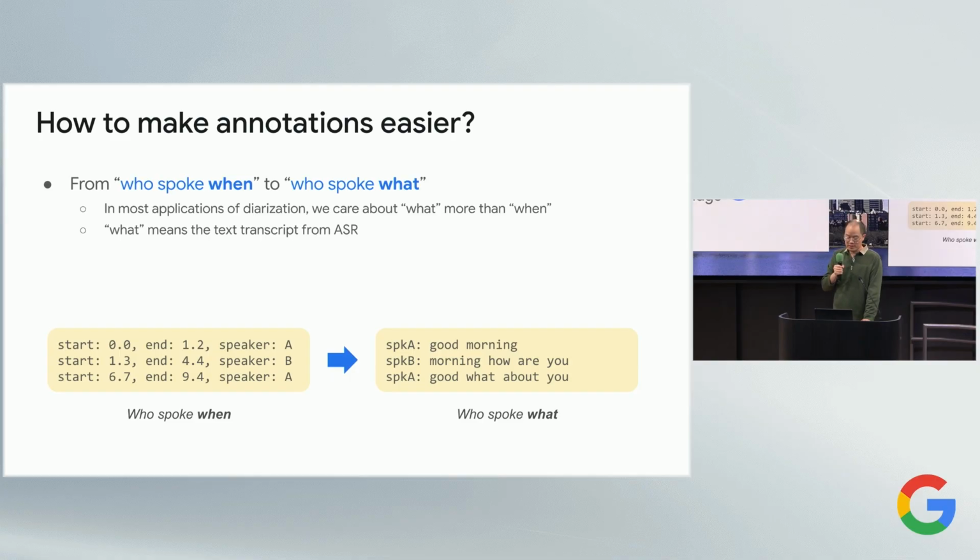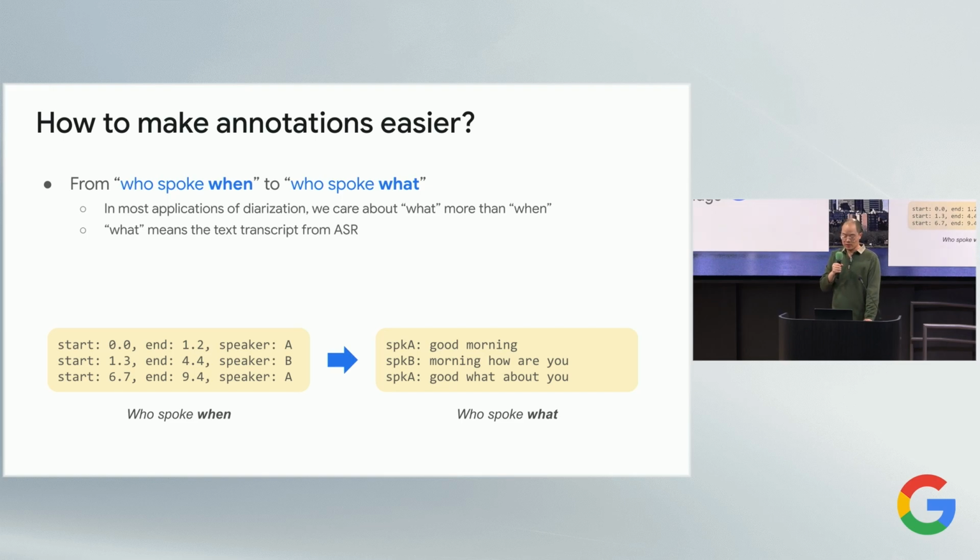The first way we try is that we change the problem from who spoke when to who spoke what. This is because in most applications of speaker diarization, we don't really care that much about when. The accurate timestamp is not very useful. We just need to know who spoke what. And that's, in most cases, sufficient.